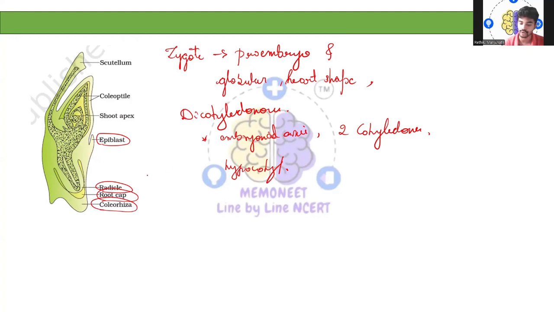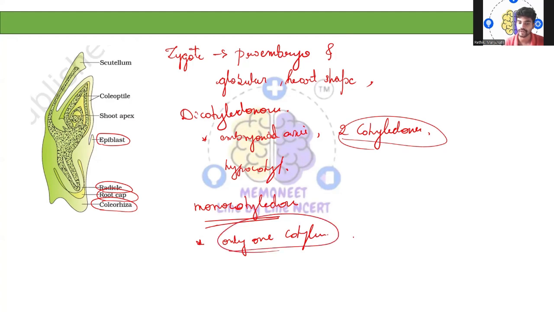This root cap is going to cover the radicle region. The root cap will help in penetration of the root. So this is all about the dicot. Whereas in monocot, what happens? In monocotyledons, it possesses only one cotyledon. Here, how many did we have? Two cotyledons. Here we only have one cotyledon.